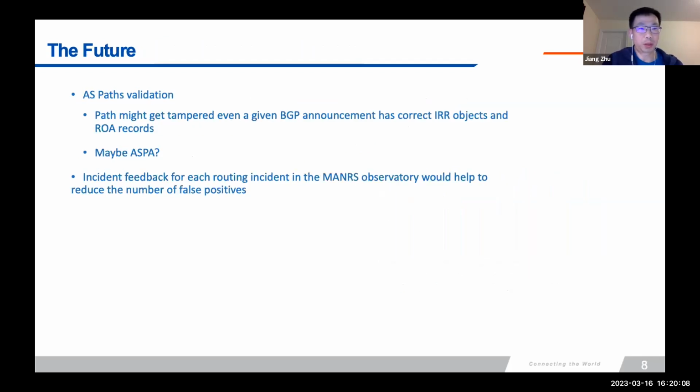And that's what we have been doing, and keep improving the system and keep fixing the policy. And in the process, we do see some other issue like the AS path validation. Even though the route announcement has correct origin AS, the path might be different. The path might get tampered in what we see from the prefix. The path might be, it doesn't look like it should come from that way.